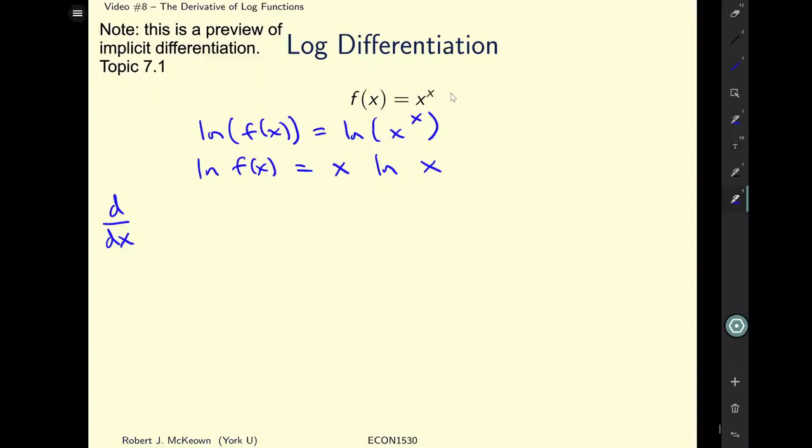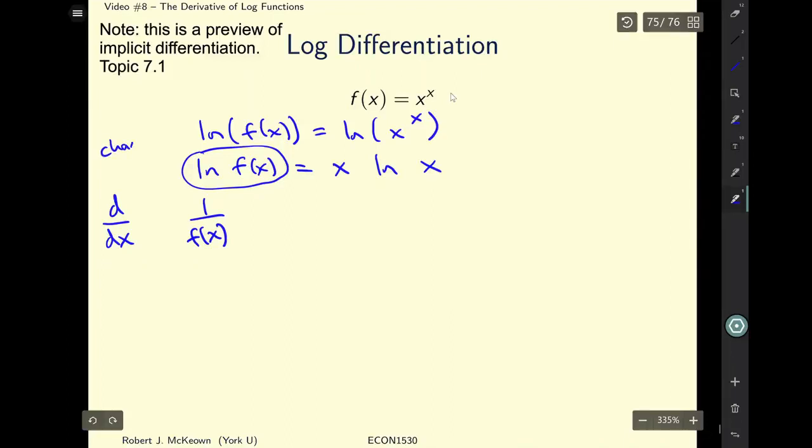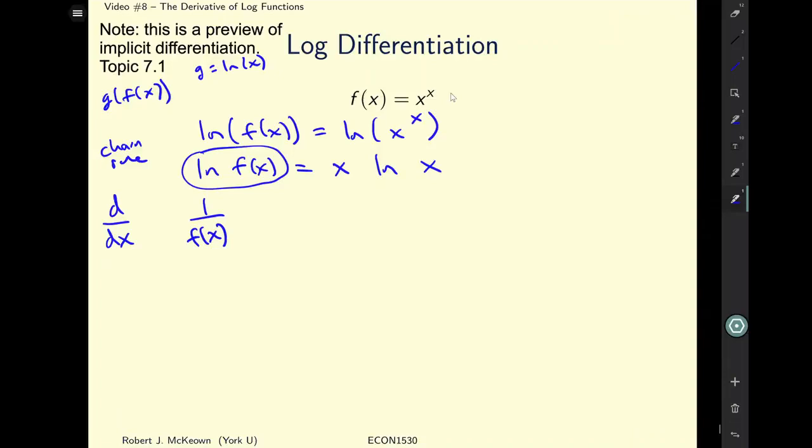And what am I going to get over here? I'm going to get 1 over f of x. That's just the derivative rule for logs. And I need to use the chain rule, because this thing is like writing g of f of x, where g is the natural log. So I've got to use the chain rule here, which means the derivative of the inside, in this case, is going to be the derivative of f of x. So I've got f prime x over there.